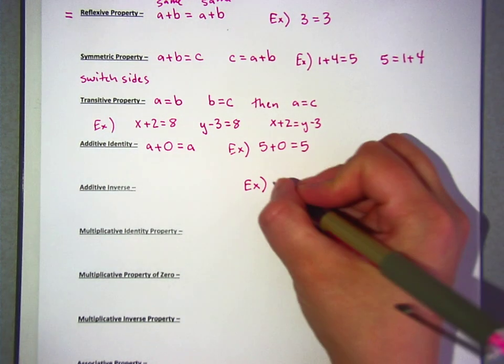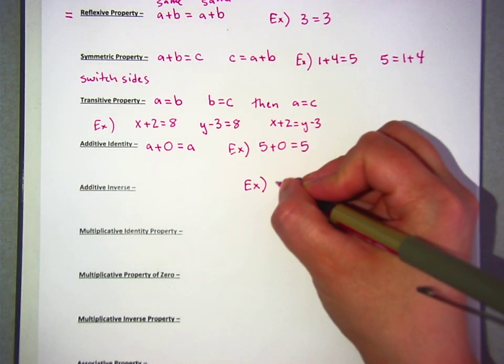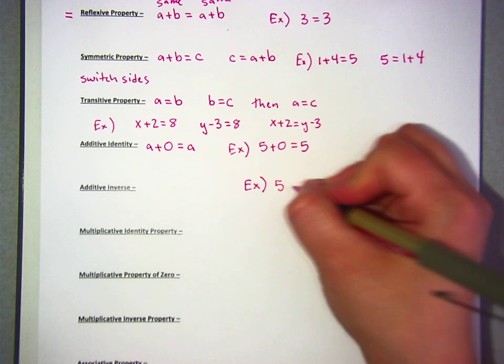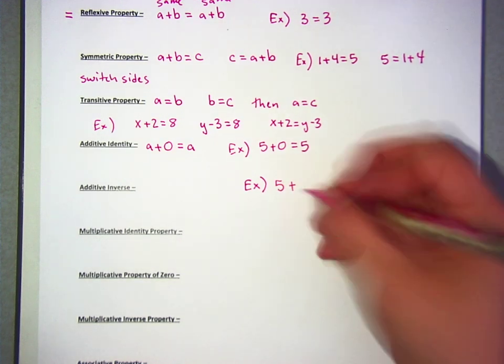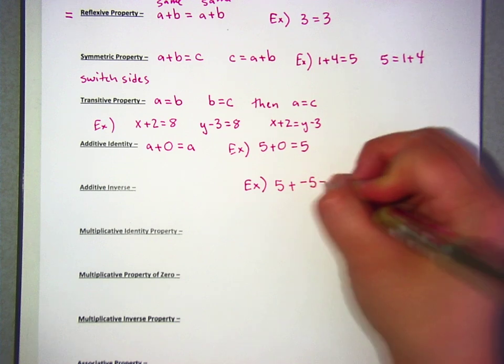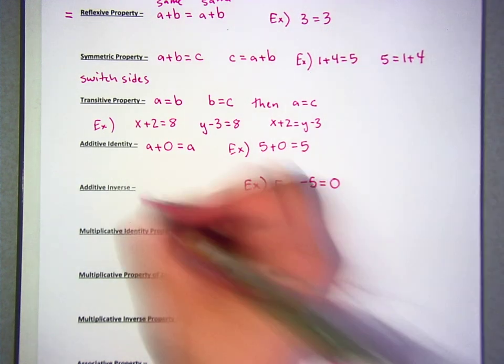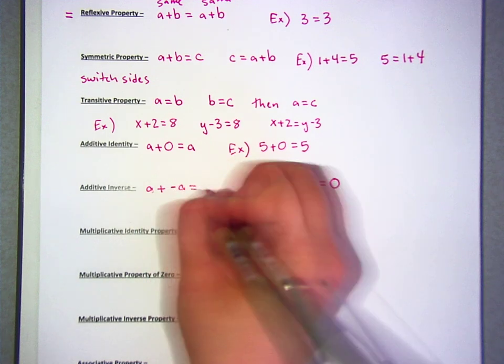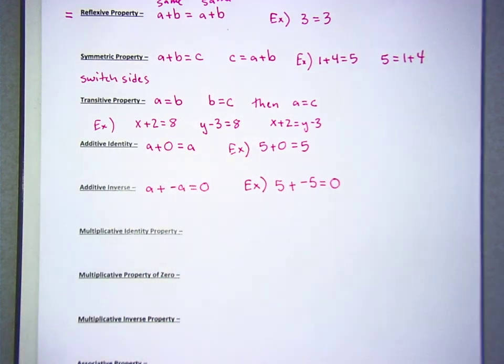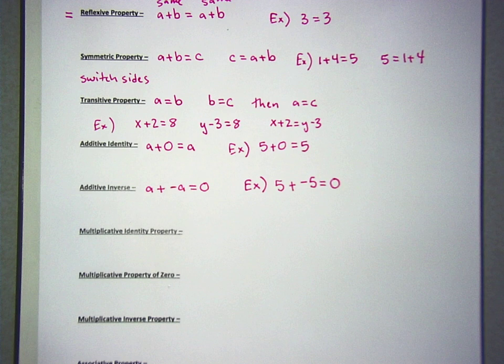Subtracting by the same number. I'm going to use adding, though. 5 plus what? Negative 5 equals 0. So I'm going to write here, this would be A plus a negative A equals 0. So basically, a positive and a negative cancel each other out. Callie, go get a prize.